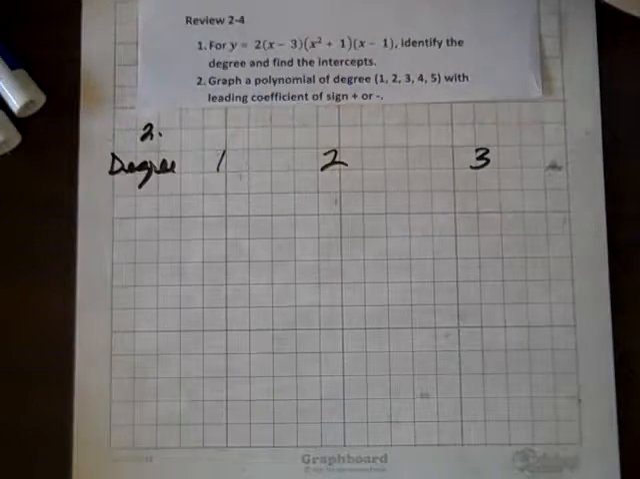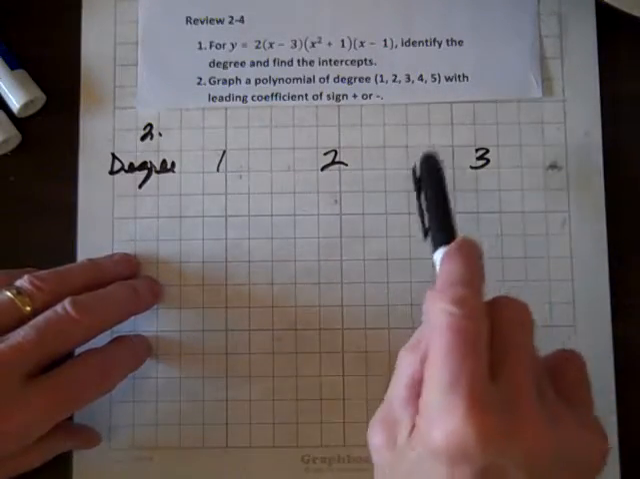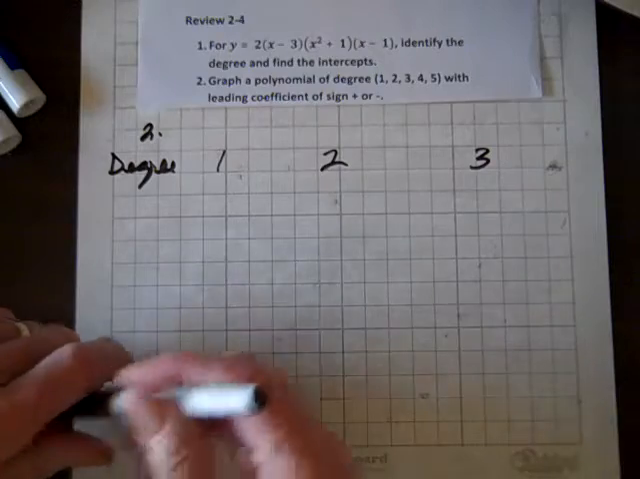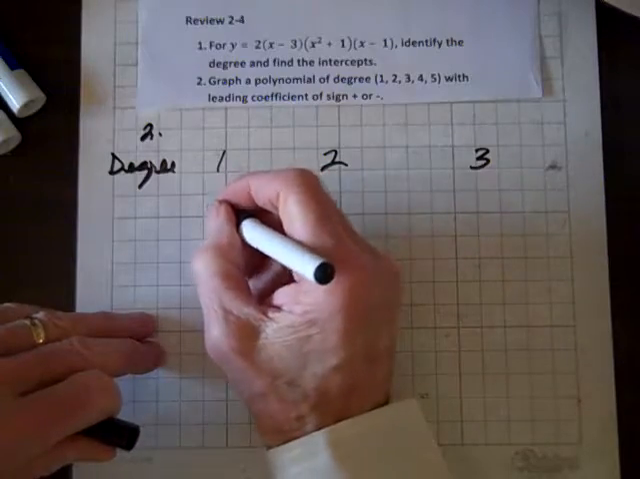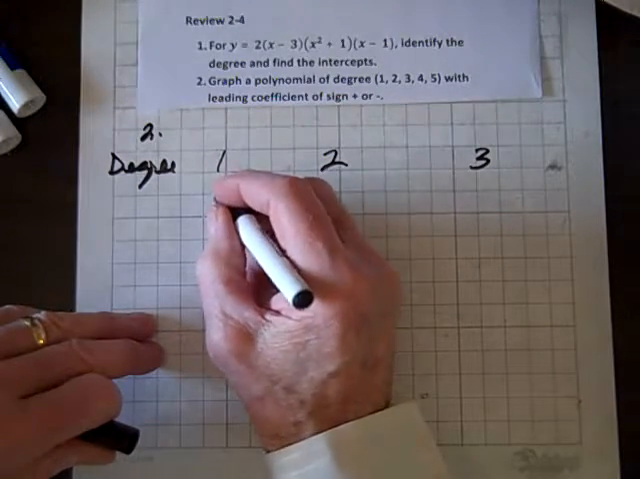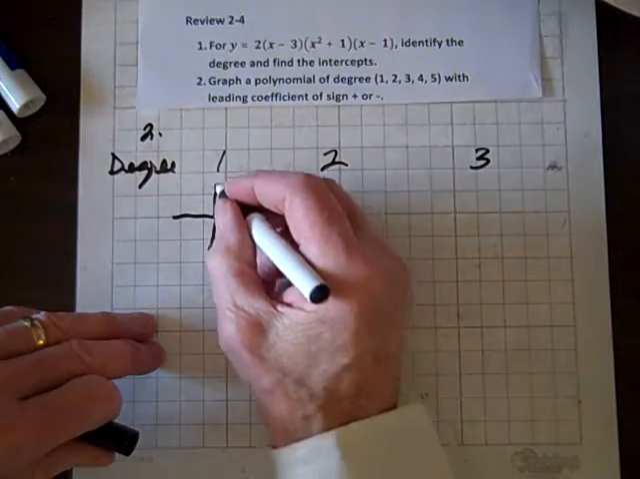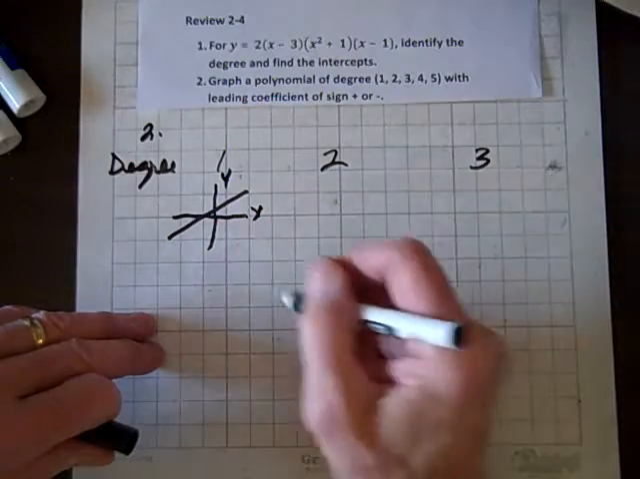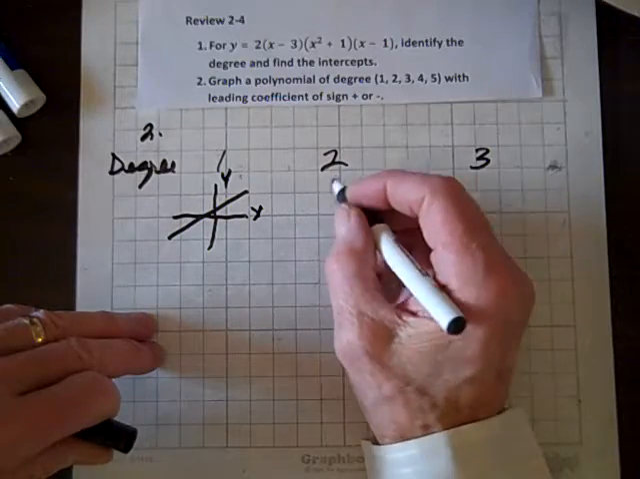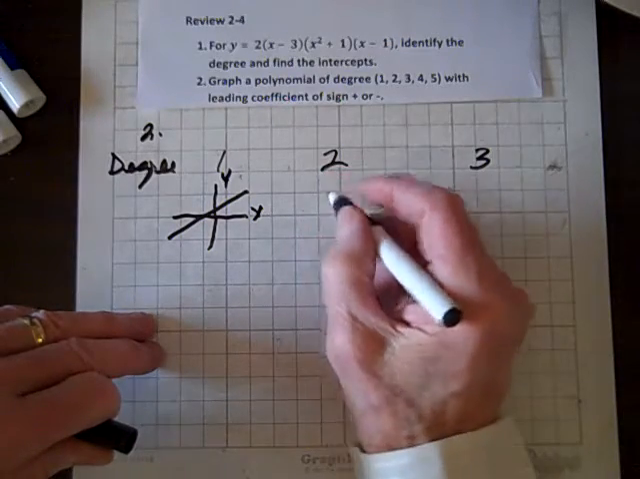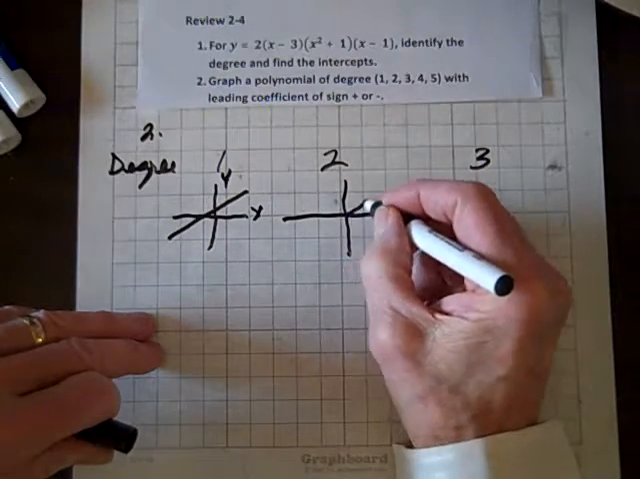Well, for question 2, we simply have to graph a polynomial of degree 1, of degree 2, 3, 4, and 5, with leading coefficients of signs positive or negative. So for degree 1, here's a graph of a degree 1 equation, like y equals mx plus b, and it's just a diagonal line, isn't it? Positive if it's going up, negative if it's going down. For degree 2, let's see. How about a parabola? There.